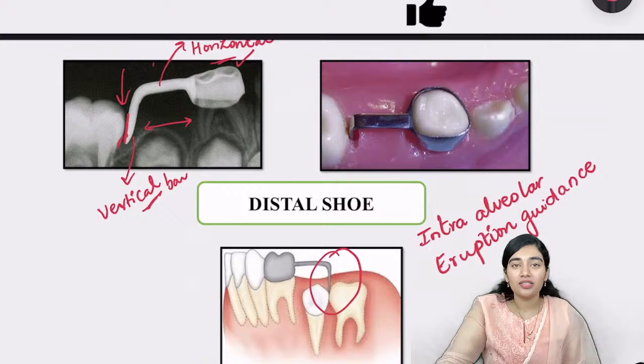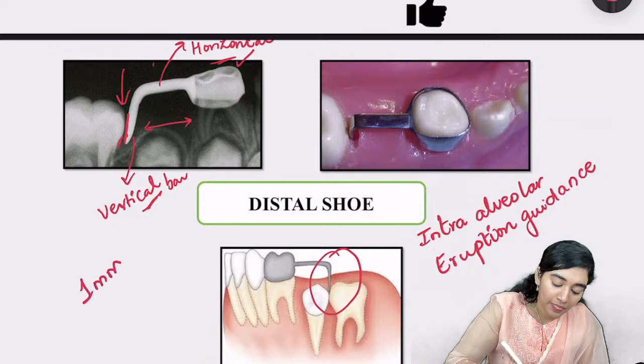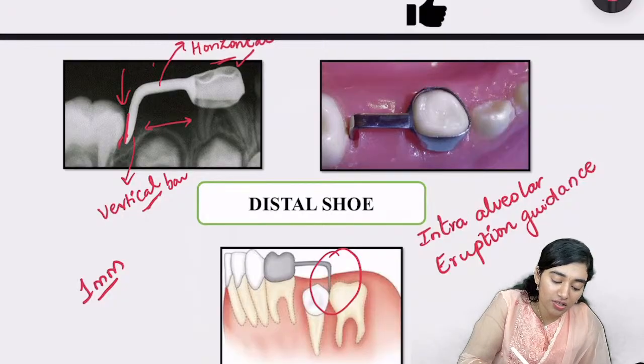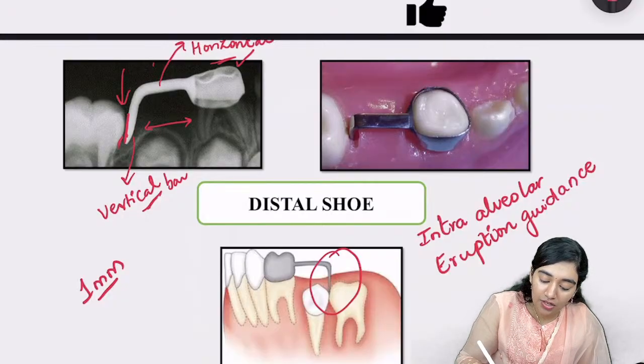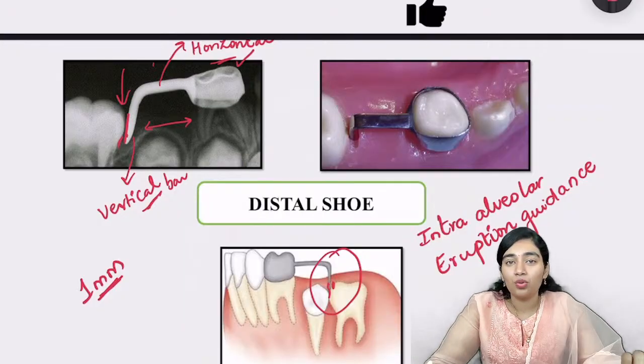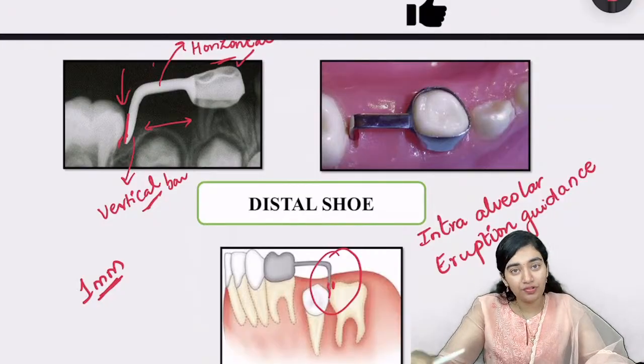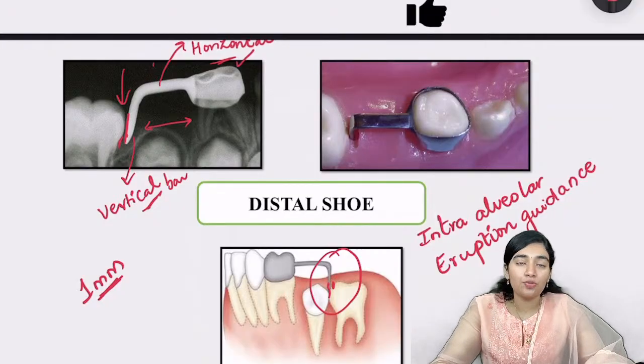Okay, come on, answer. Yes, as you all are telling, it should be 1 mm below the mesial marginal ridge. Suppose this is the mesial marginal ridge of our first permanent molar. It should be 1 mm below the mesial marginal ridge, so not too short or too long. It should be 1 mm below the mesial marginal ridge of a first permanent molar. That should be the extension.